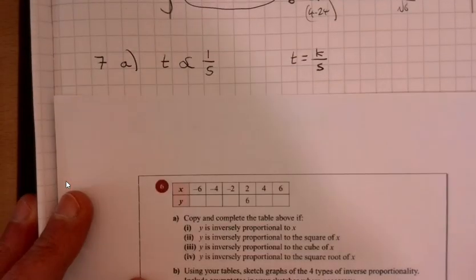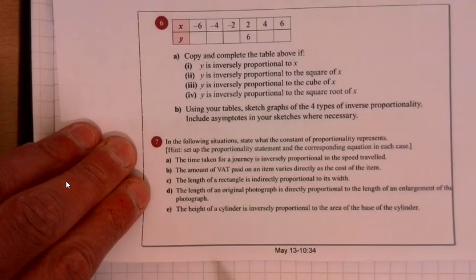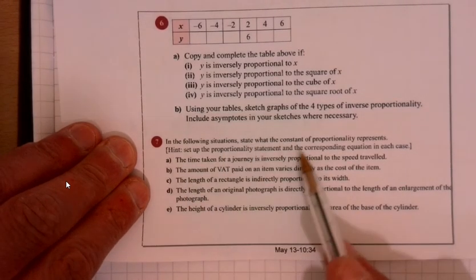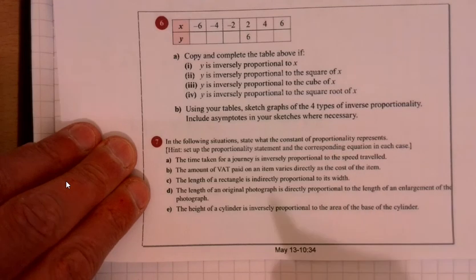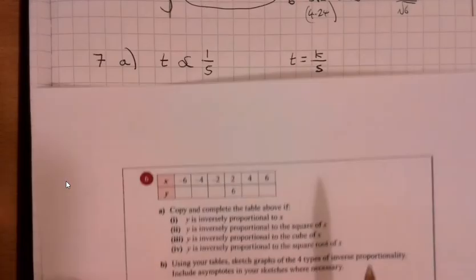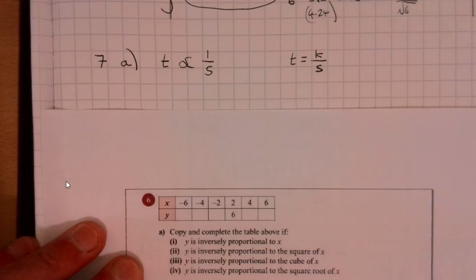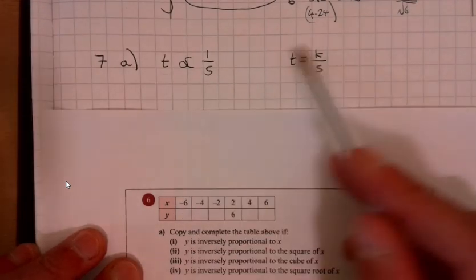Okay, so what I've done for each one is I've just summarised what's there. It looks really complicated, but actually there's not a lot to do on this. In the following situation, state what the constant of proportionality actually represents. So we'll have a little look. I'll talk you through. Okay, so this is what the first one tells me. Time taken for a journey is inversely proportional to the speed travelled. So I've written that down.